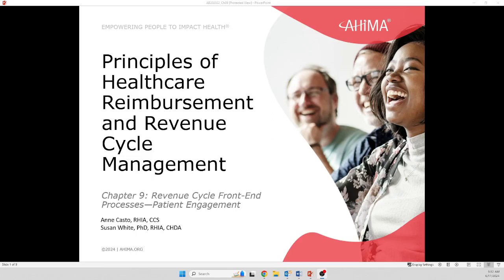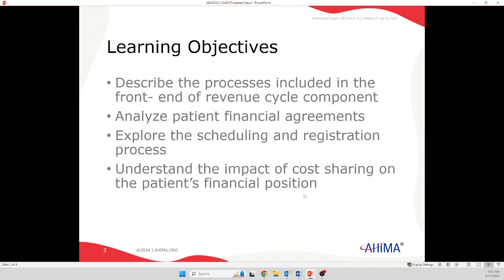Chapter 9 is front end revenue cycle. There are a total of 33 questions on the test for Chapter 8 and 9. For Chapter 9, there are 17 questions. So we will be describing the processes that are in the front end, financial agreements, schedule and registration, and then talking about patient's financial position.